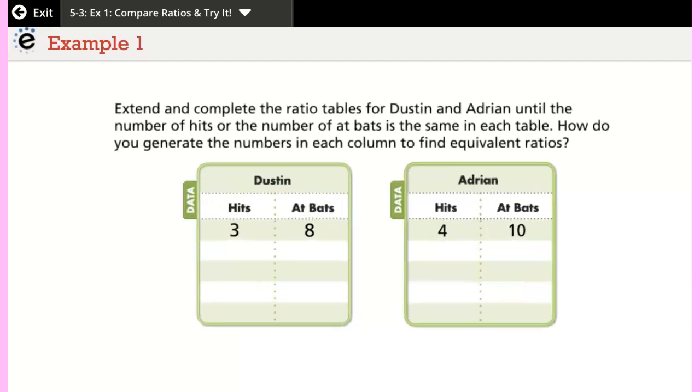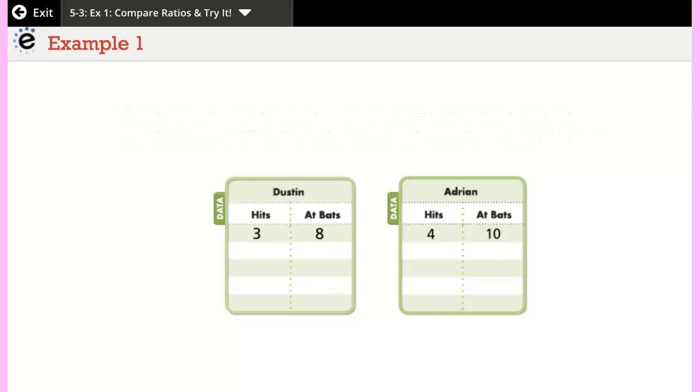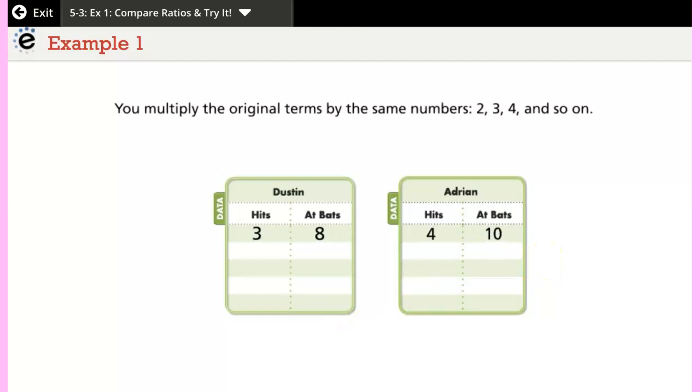Extend and complete the ratio tables for Dustin and Adrian until the number of hits or the number of at-bats is the same in each table. How do you generate the numbers in each column to find equivalent ratios? We talked about that yesterday too, right? So we could create equivalent ratios by making an equivalent table, so that the at-bats will be the same. Let's check it out. You multiply the original terms by the same numbers, 2, 3, 4, and so on.